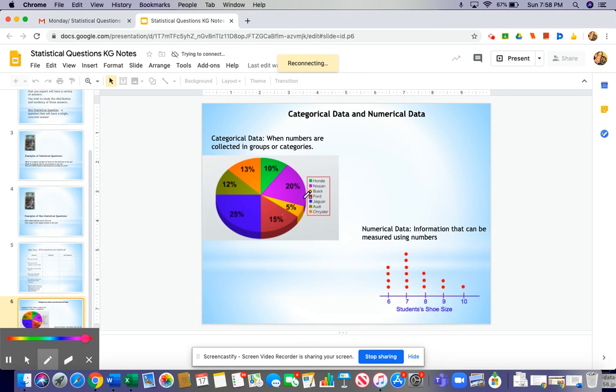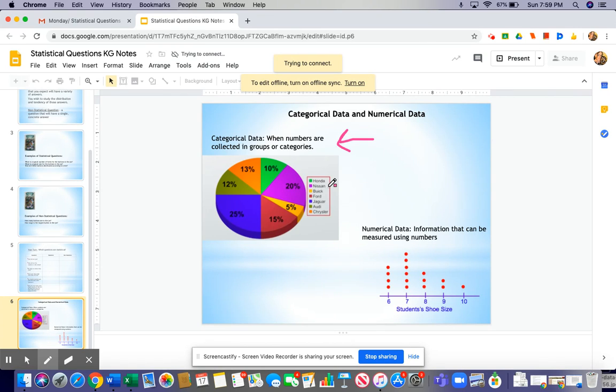So categorical data, looking at this illustration, is when numbers are collected in groups or categories. So we're still working with numbers, but the sole purpose of their collection is for specific groups or categories. Here's an example. We did a survey based on what types of cars the teachers at MS51 typically drive. And these numbers were collected into groups based on the types of cars that teachers drove. Here's a fun fact: Miss Golette fits into this category right here, purple, because she drives a Nissan.